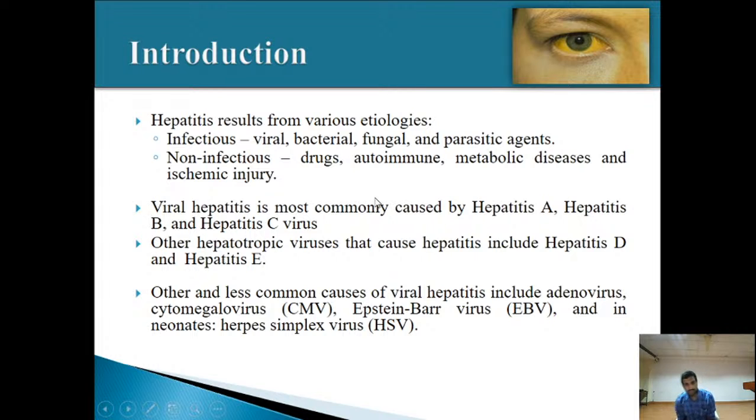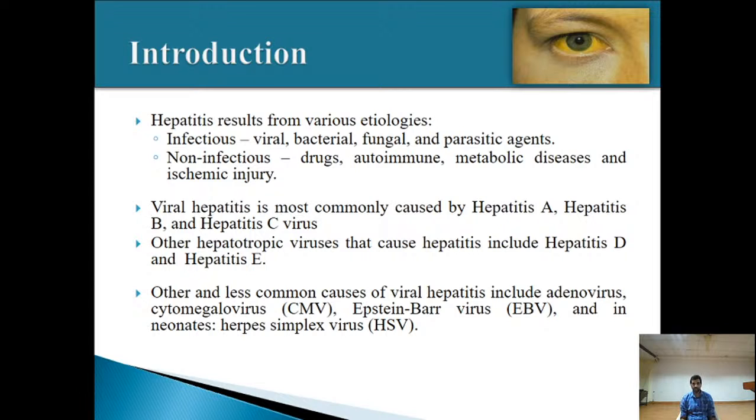Okay. So hepatitis results from various etiologies. It can be infectious, that is viral, bacterial, fungal and parasitic agents, and also non-infectious, that is maybe because of toxic injury or autoimmune hepatitis or metabolic diseases like alpha-1 antitrypsin deficiency or hemochromatosis, Wilson's, all these metabolic disorders, and also because of ischemic injury. So hepatitis can be both infectious and non-infectious. In this topic we are talking about viral hepatitis.